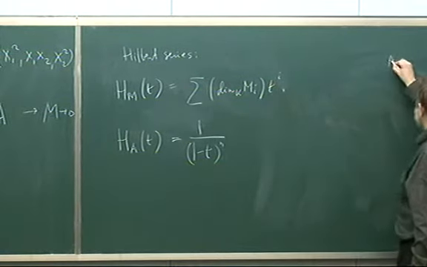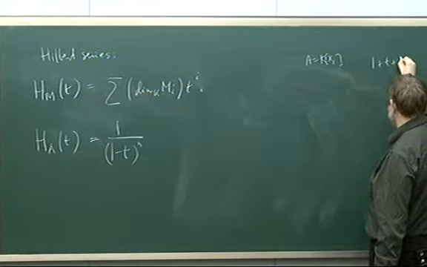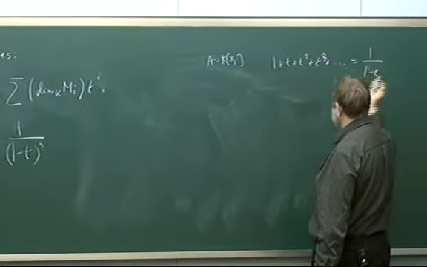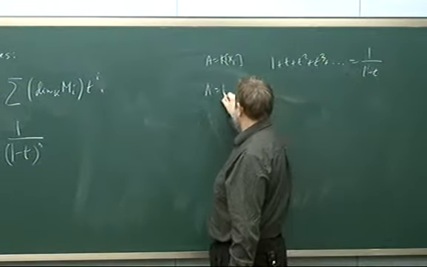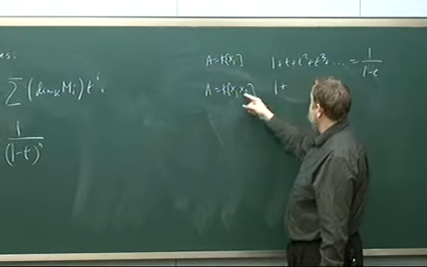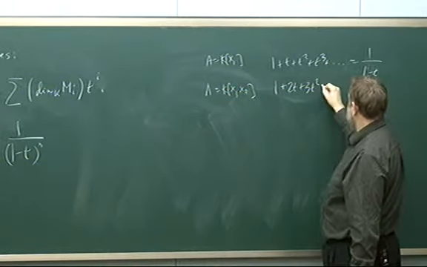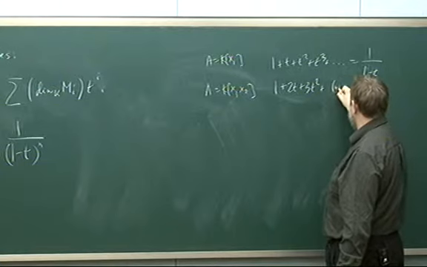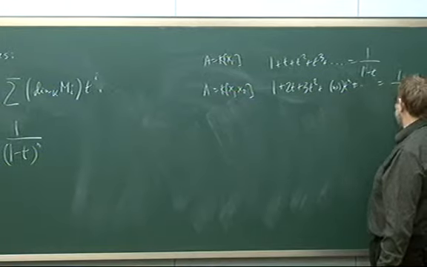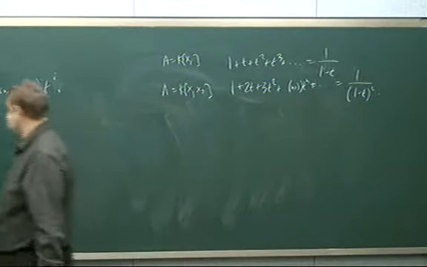So you see, if you take A equals k[x1], you will get the series 1 plus t plus t squared plus t cubed, etc. So this is 1 over 1 minus t, right? We have A equals k[x1, x2]. You take 1 plus, now there are 2 monomials of degree 1, now there are 3 monomials of degree 2, etc. So n plus 1 t to the n, and this is plus, etc. So this is 1 over 1 minus t squared. So then you generalize it and you get this.